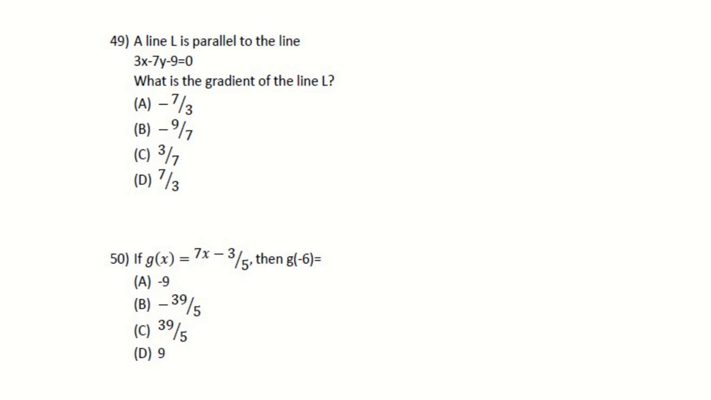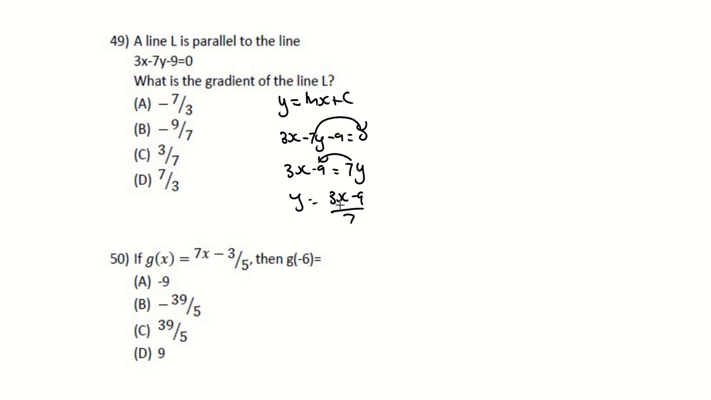A line L is parallel to line 3x minus 7y minus 9. Parallel means they have the same gradient. So if we find the gradient of this line, you'll find the gradient of line L. Okay, and to find a gradient, you have to put it in the form y is equal to mx plus c, meaning you need to make y the subject. So I have 3x minus 7y minus 9 is equal to 0. You want y to be positive, so you carry this across. So you have 3x minus 9 is equal to 7y. Carry this across, so you have y is equal to 3x minus 9 all over 7. So your gradient is 3 over 7, so it's C.